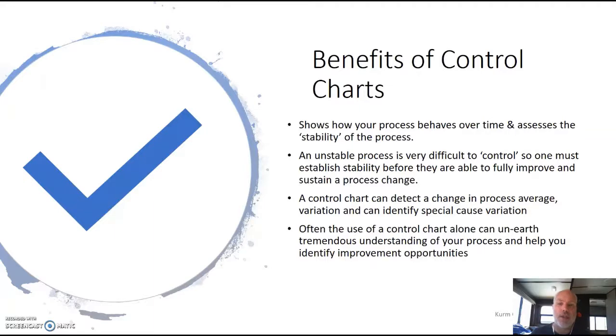A control chart can detect any change in a process average, its variation, and it can also identify something called special cause variation. That's really when something happens to your process that causes it to go outside of a control limit, and that would be a special cause situation that occurred that you can now go and investigate.